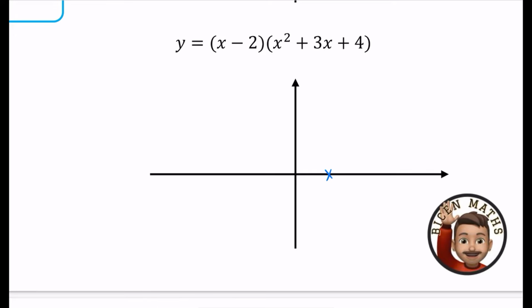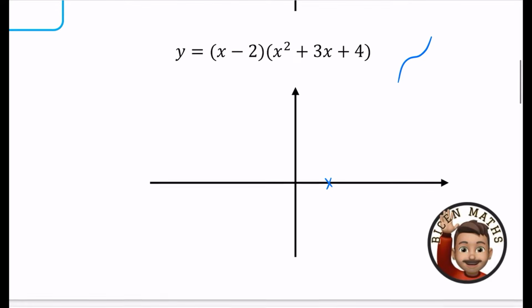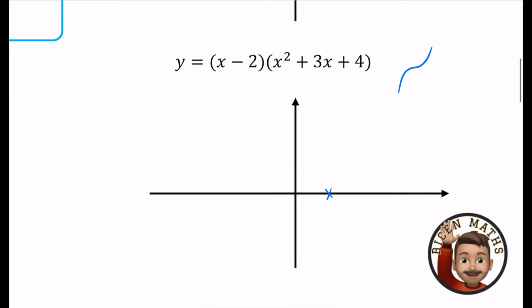It's obviously a positive shape like this, because we have no negatives for the x part. And I'll check the y-intercept. The y-intercept is when x is 0. So when x is 0, we have a minus 2 and a 4, which is a negative 8. So that means it's going to be crossing somewhere on this negative part of the axis. So it might look like this.